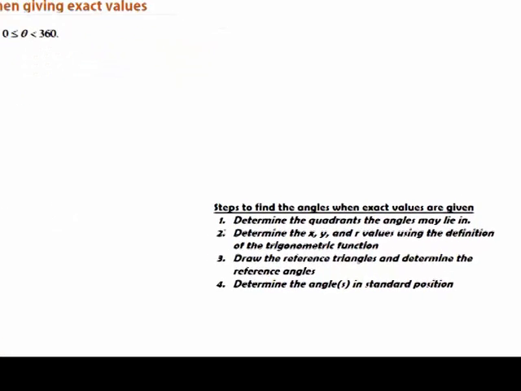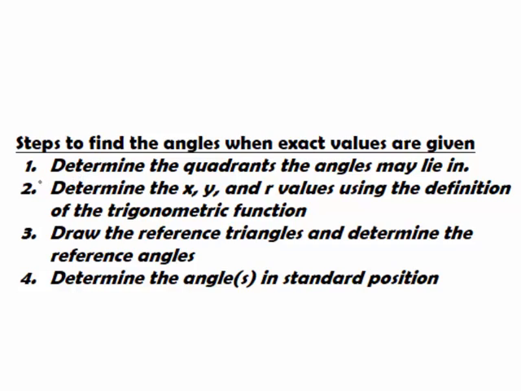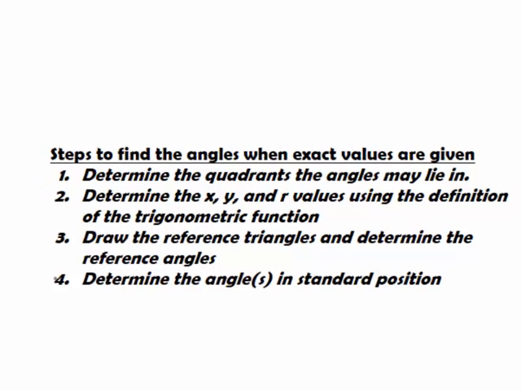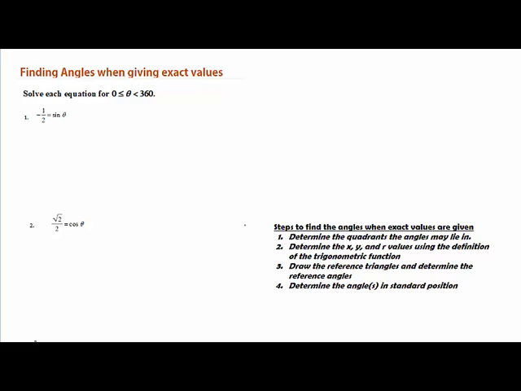Here we go. First, we're going to need to determine the quadrants that the angle might lie in. What we do is we take a look at what the sign of the value is to determine where our angles are going to lie. Second, we're going to determine the x, y, and r values using the definition of the trig function. Third, we're going to draw out the reference triangles and determine the reference angles. And finally, we're going to use those reference angles to determine the angles in standard position. So let's go ahead and start taking a look at this.